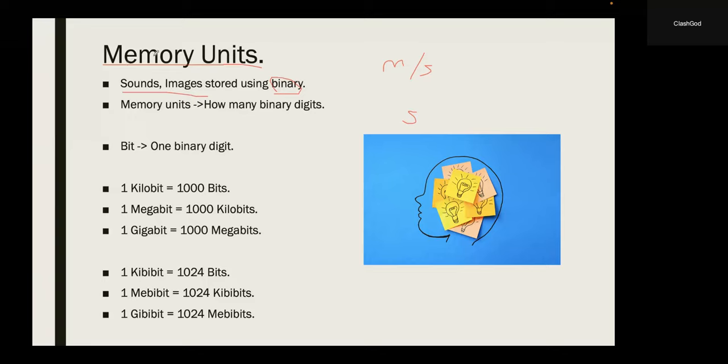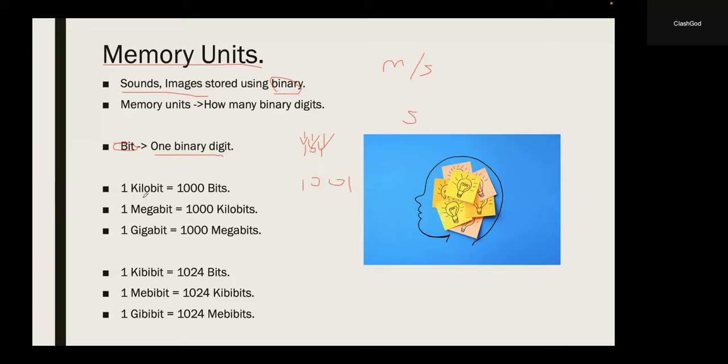So the basic memory unit is called a bit, and one bit is equal to one binary digit. For example, I have a number, let's say 101. This will be equal to 3 bits because it has 3 binary digits, right? If I have a binary number of 1001, it will be equal to 4 bits because it has 4 binary digits. So bit is the smallest and most basic unit for memory. You might have heard of it before.